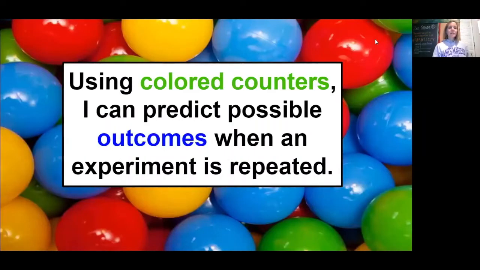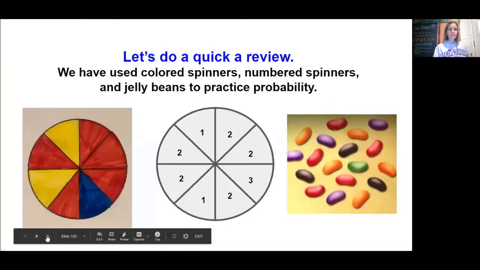Let's check out our learning target for today. Our learning target is using colored counters, I can predict possible outcomes when an experiment is repeated. Let's just do a quick review before we start. So we have used colored spinners, numbered spinners, and jelly beans to practice probability.